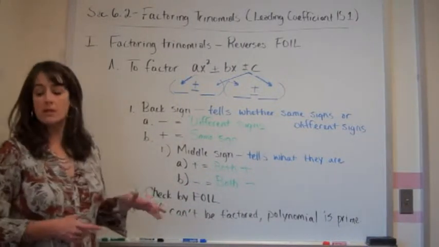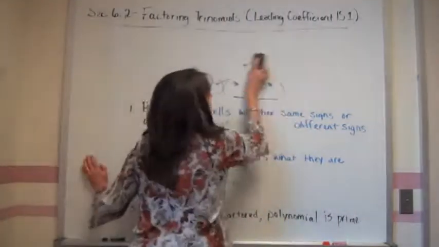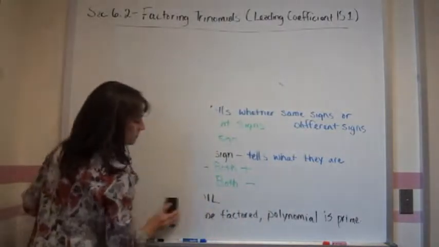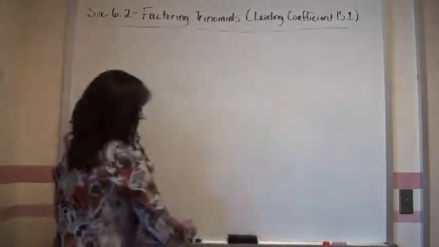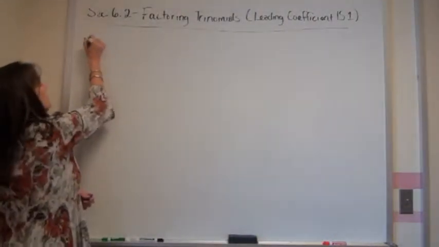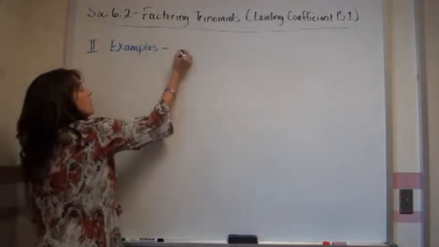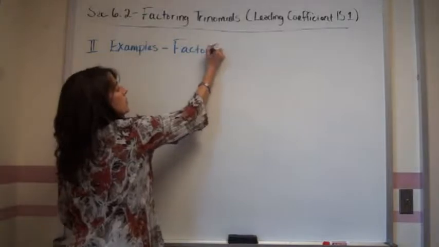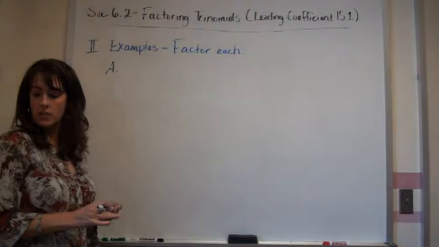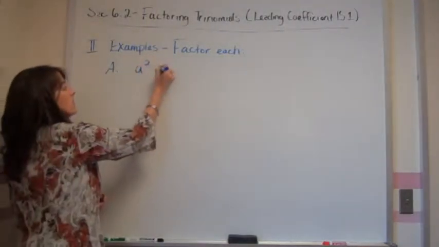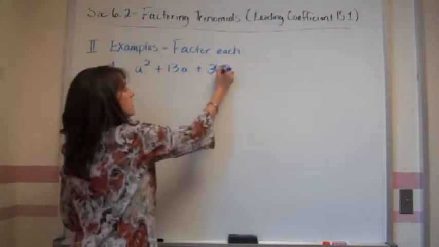So this is how it operates. Let's take a look at several. I've got lots of examples here to practice what we just described. So in our first example, in all the examples, we're going to factor each. And let's start with a squared plus 13a plus 36.